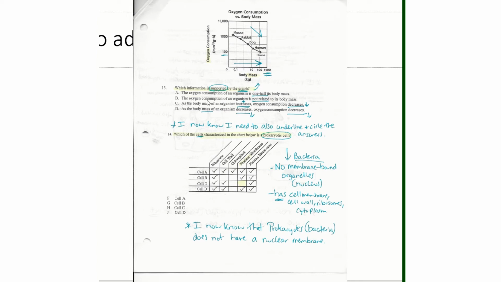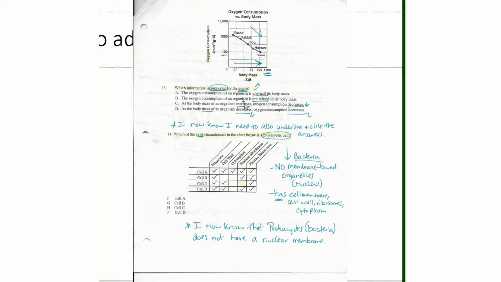The oxygen consumption of an organism is 1/2 its body mass. 1/2 is the math. So you're going to have to do some math here. I'll leave it for later. The oxygen consumption of an organism is not related to its body mass. Do you see different dots showing they're not related? No, they're related, obviously, because there's only one dot here that puts them together.